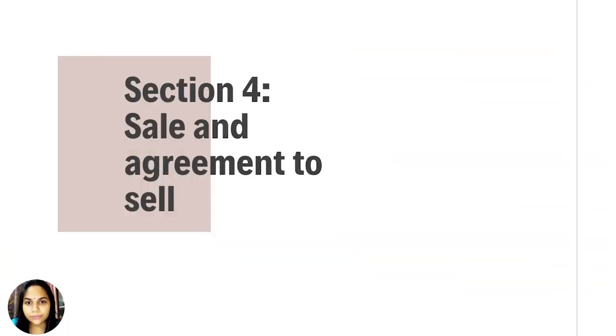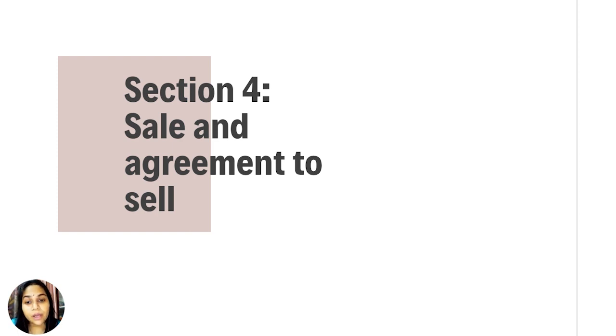So to start with, the first important section is Section 4, which talks about sale and agreement to sale. These two are completely different concepts. Let us see how. Under a sale, the property in goods sold passes to the buyer at the time of making the contract, so that he becomes the owner of the goods. Instantly he is becoming, right?